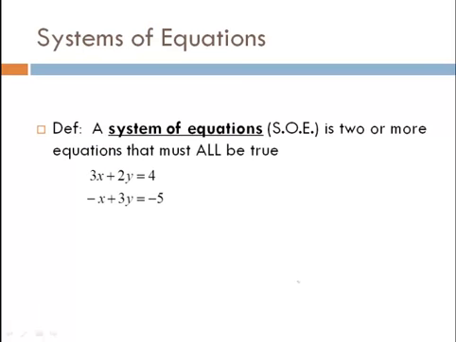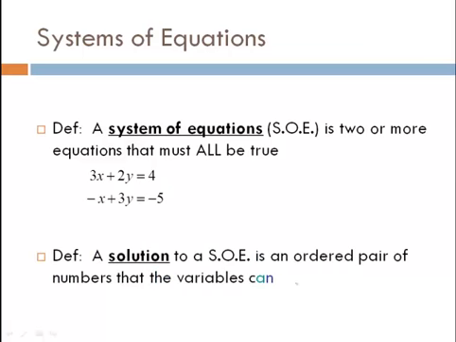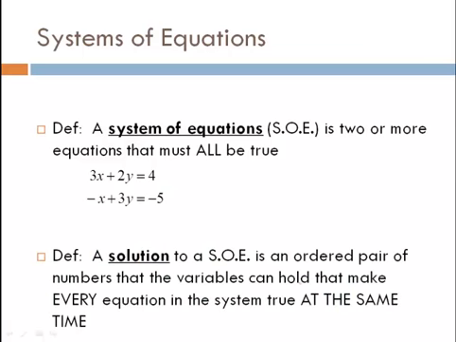So, here's a more formal definition. A system of equations is two or more equations that must all be true. In Algebra 1, we'll stick to just 2 equations, but later on in Algebra 2 and in Pre-Calc, you'll start to study systems that have 3 or more different equations with 3 or more different variables. A solution to a system is an ordered pair of numbers that the variables can hold that makes every equation in the system true at the same time.